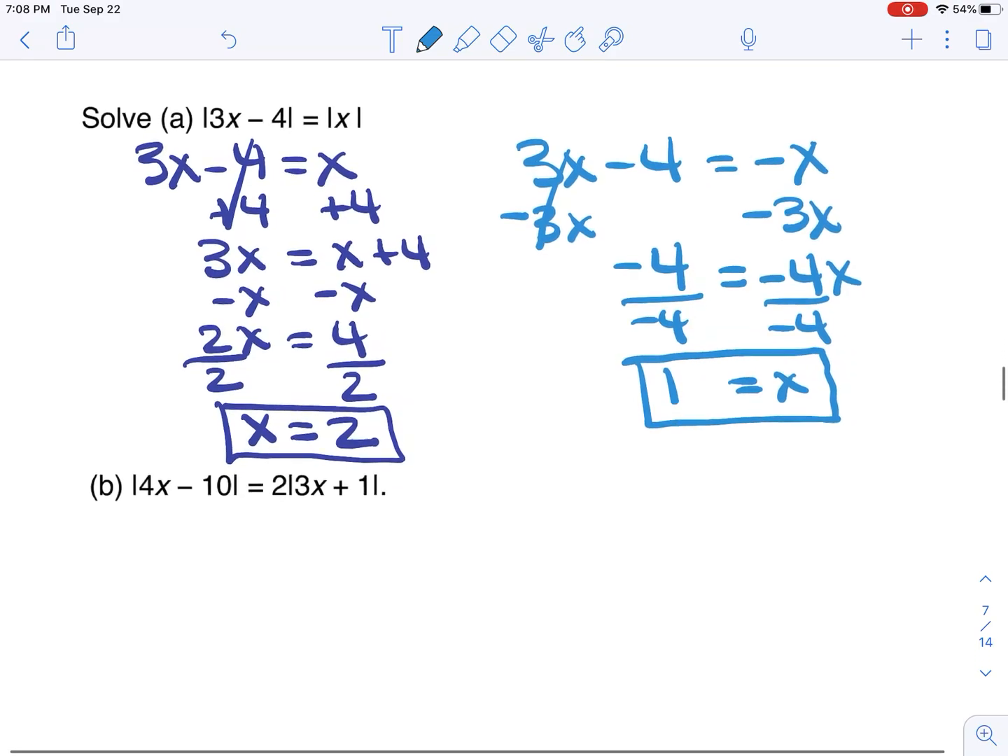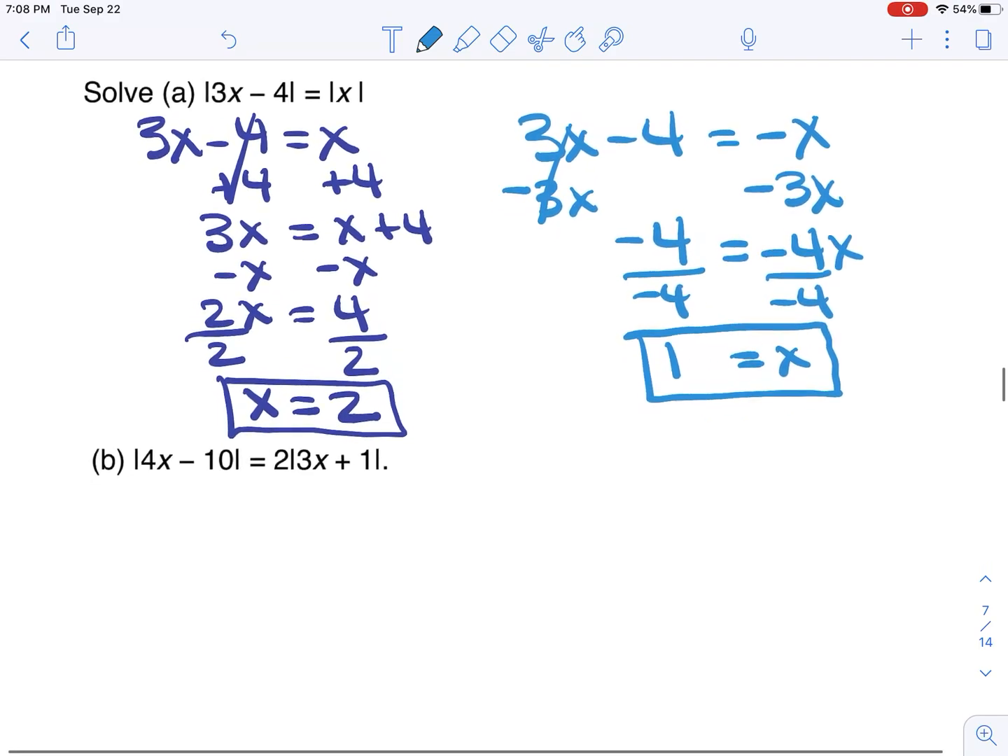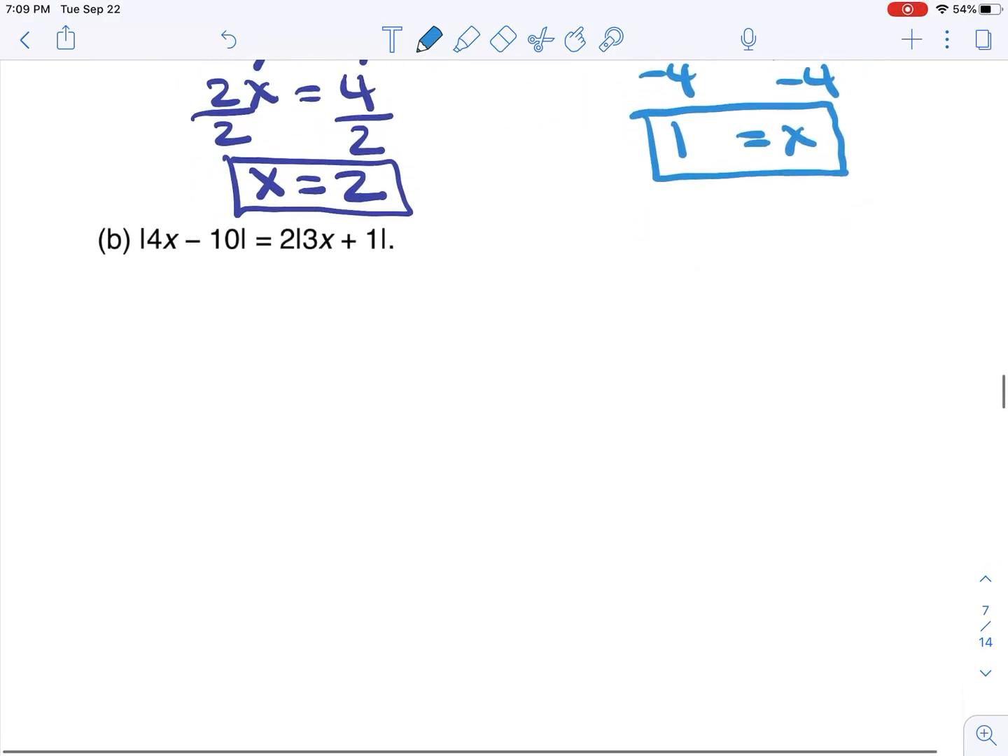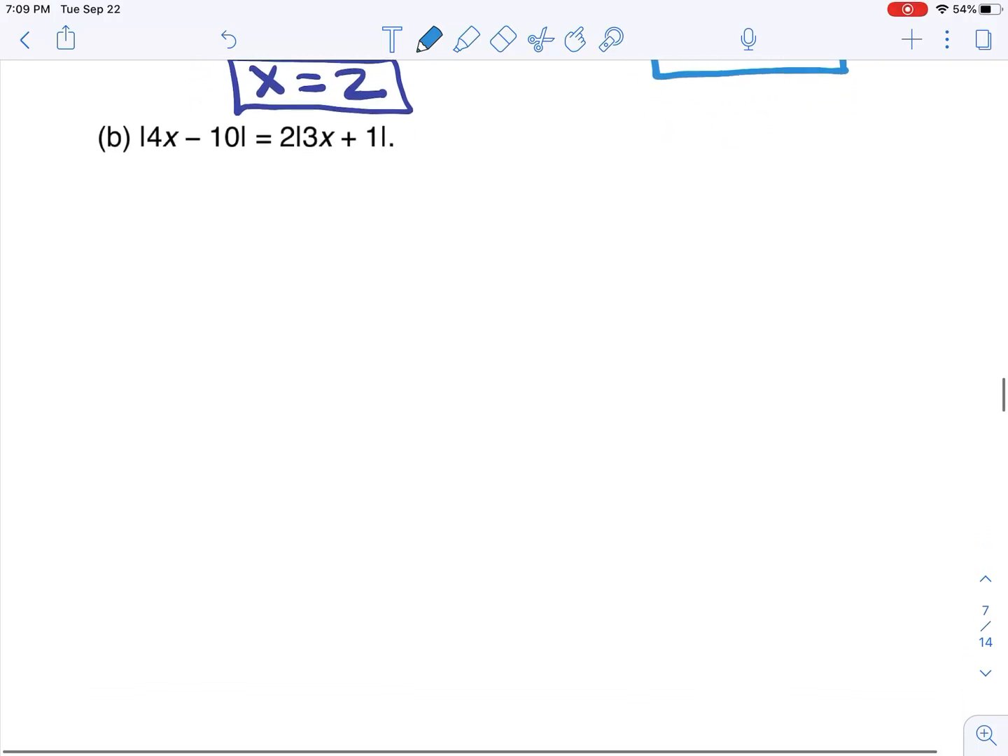Okay, so let's look at B now. And B is going to get a little bit more complicated. Move it out of the way so I've got some space here. Okay, so here's why it's going to get complicated. It's going to get complicated because of this 2 that's here in front. That's why it's going to get complicated.